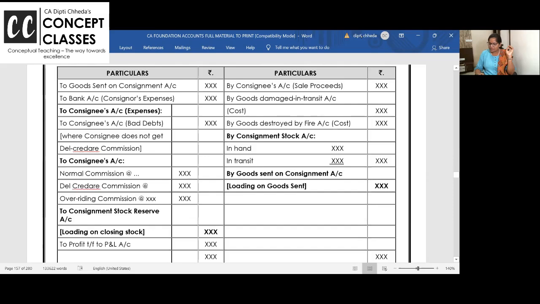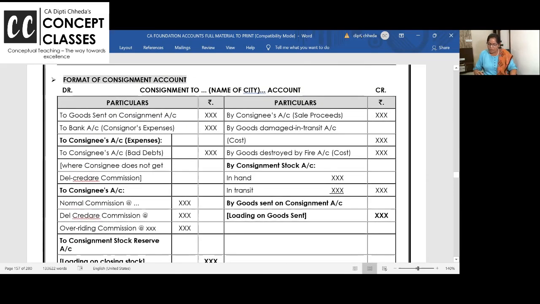Yes, goods returned. Now look at this format. Look on the screen. Goods sent is suppose 100. Loading or profit may be 20% on cost, 20% on selling price. How to make this equation? We have already studied in inventory chapter. So suppose after adding loading, I am sending you at 120.